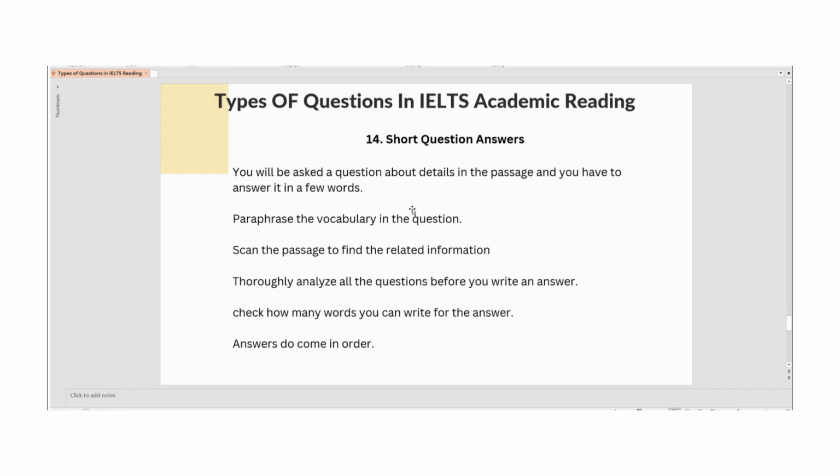Scan the passage to find the related information. Okay, scan all the passage to find the related information. Thoroughly analyze all the questions before you write an answer. Check how many words you can write for the answer. Answers do come in order.